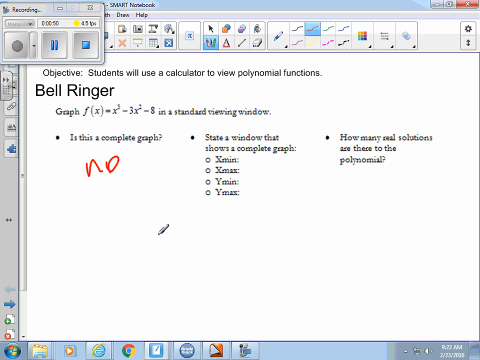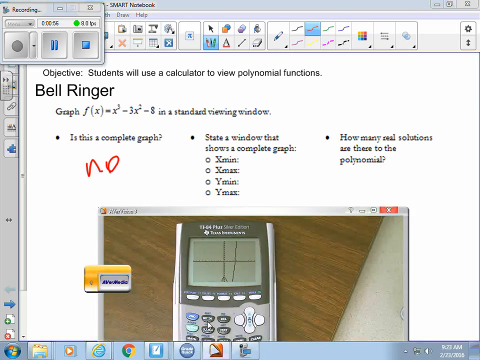So state a window that shows a complete graph. Well, if I look back at what it shows, where do I need to go to see the graph? And how do you know? Down. How do you know that? You can kind of see the turning happening, and you can see that you can't see it all. At most, this has 2 turns in it. We learned that yesterday, so we're kind of looking for if we can find 2 turns.